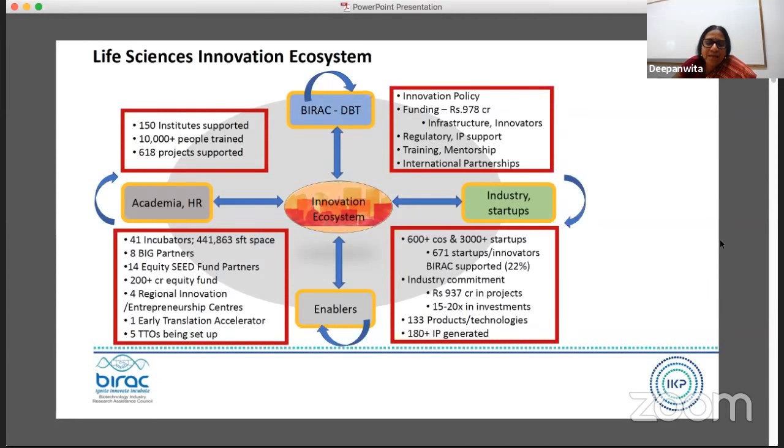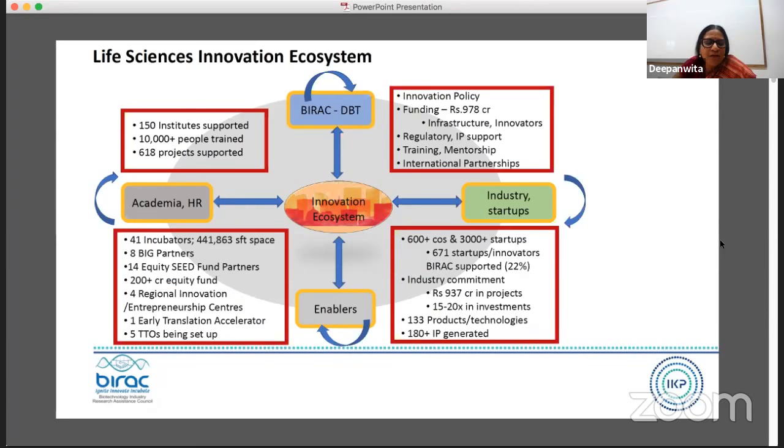And if you look at the enablers, like the research parks I mentioned and the incubators, there are 41 incubators Dr. Alka already mentioned, out of which has about cumulatively about 450,000 SFT of space. And there are 8 BIG partners, the Biotechnology Ignition Grant partners, 14 equity seed fund partners, 200 plus crore of equity fund, where BIRAC acts as the fund of funds. And it invites other VCs to put in money. And it's about 200 crores plus equity fund.